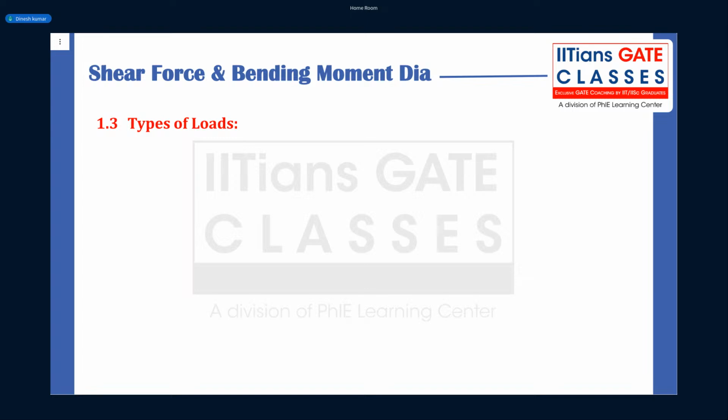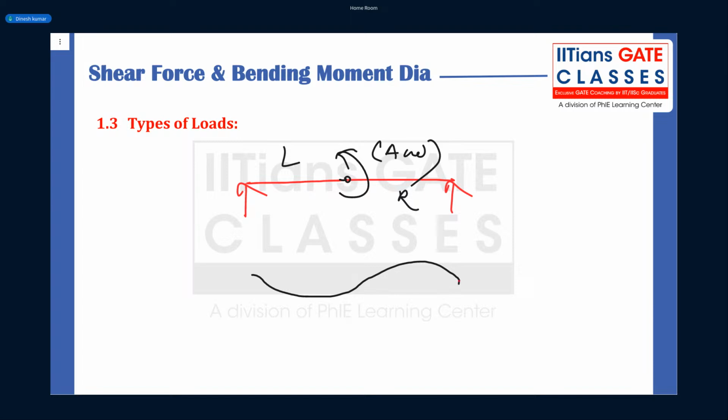Again, I am giving the same example in reverse. You have the same point moment, but now it is acting anti-clockwise. Now tell me, on the left and right, what will be the behavior? First tell me, what will be the deflection pattern? The deflection pattern now will be reversed.